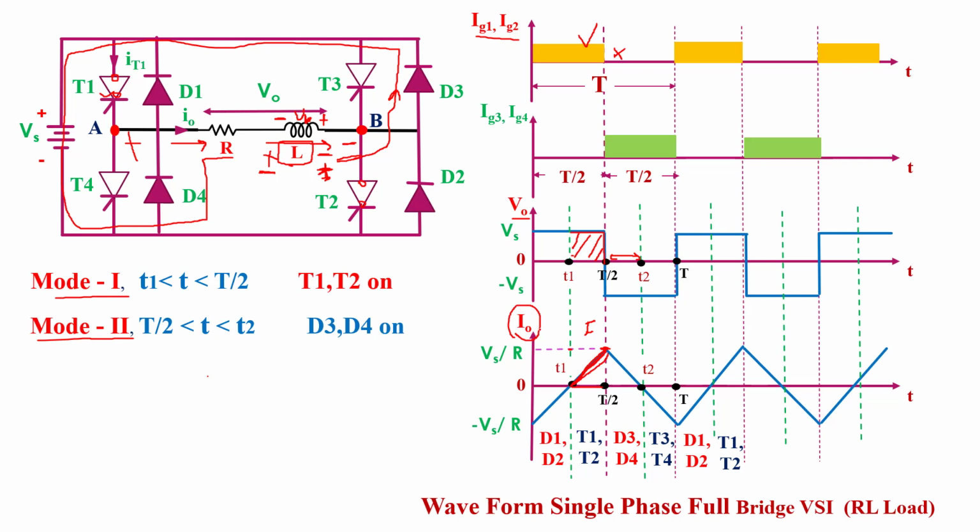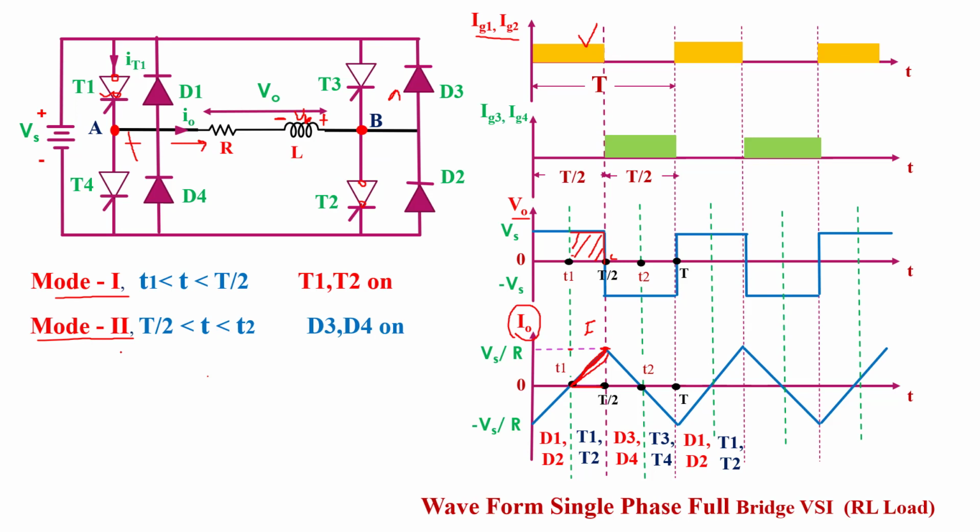So here we see in the waveform of output current, the output current decreases exponentially, and at time T2 it goes to 0. This is all due to the inductive nature of the load.